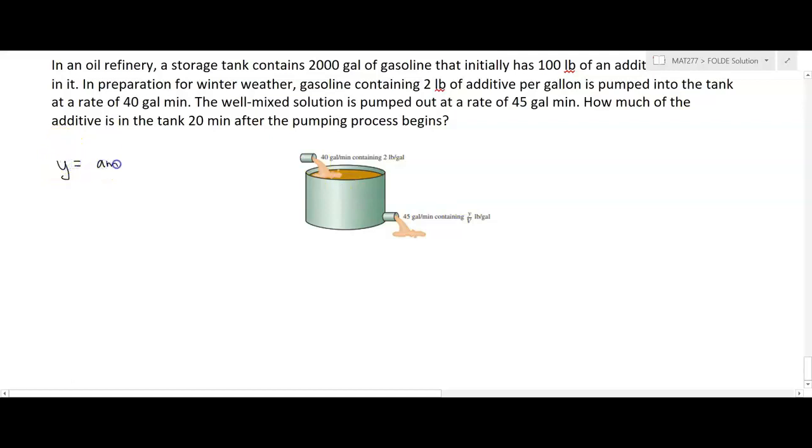So y equals the amount of the additive in the tank after, we'll say this is in minutes, t minutes. This also saves us from having to define t separately. We could just say after t minutes, and now we know exactly what that represents. Now this additive is going to be measured in pounds. t is measured in minutes. I'll just go ahead and write it out anyway. Minutes since additive begins entering the tank.